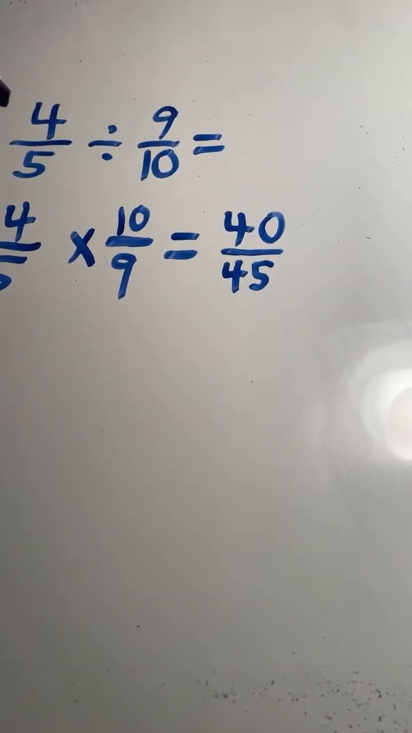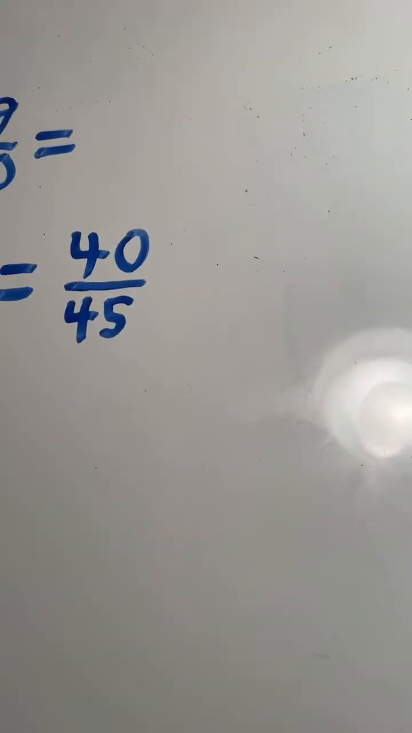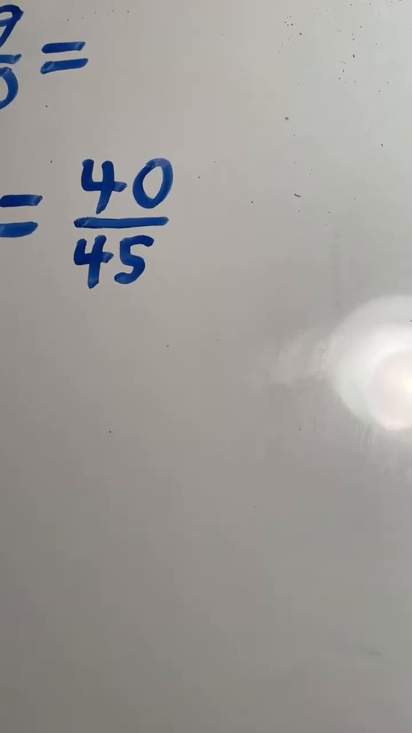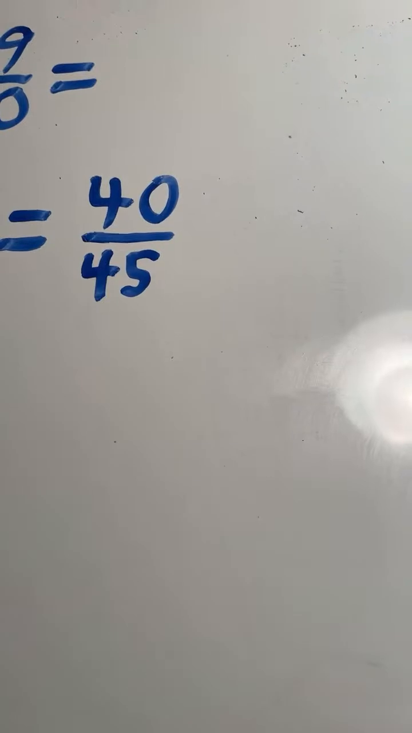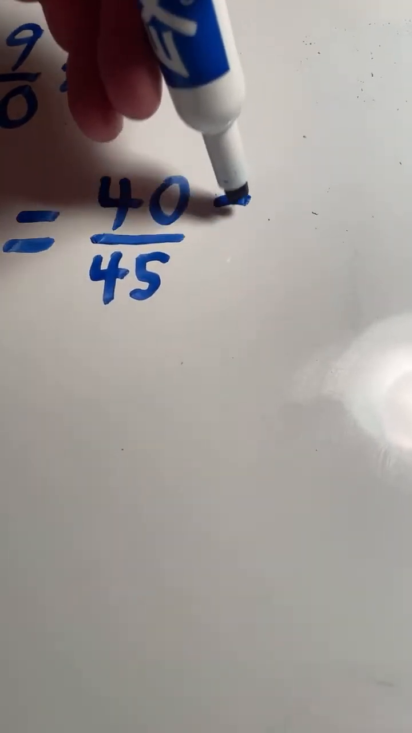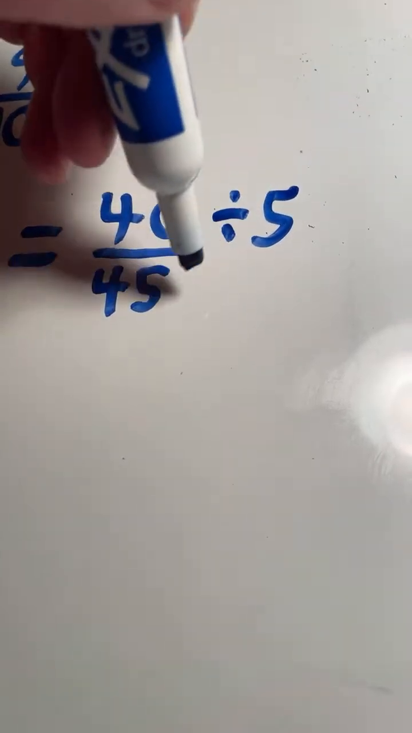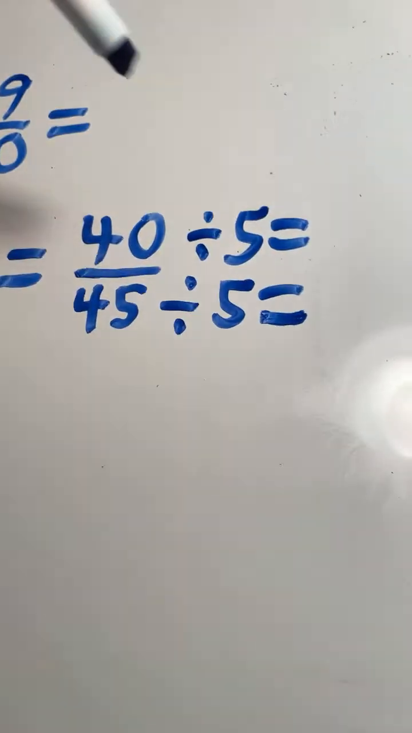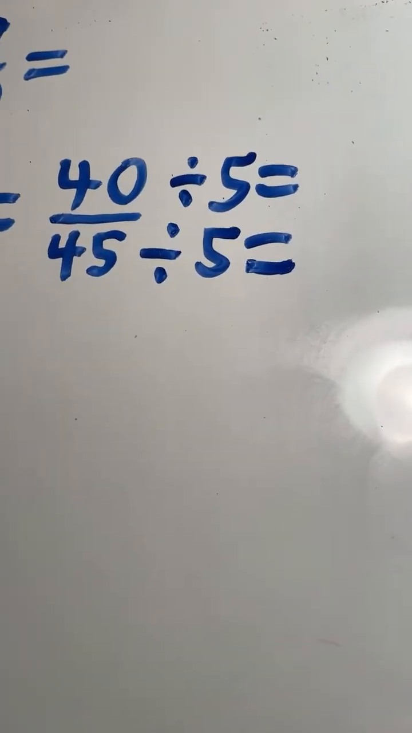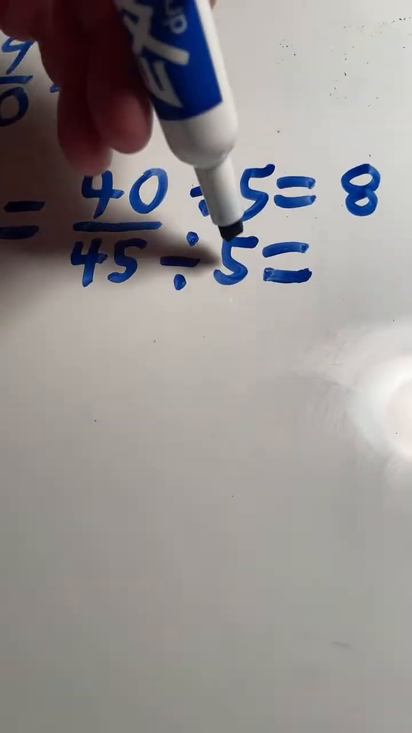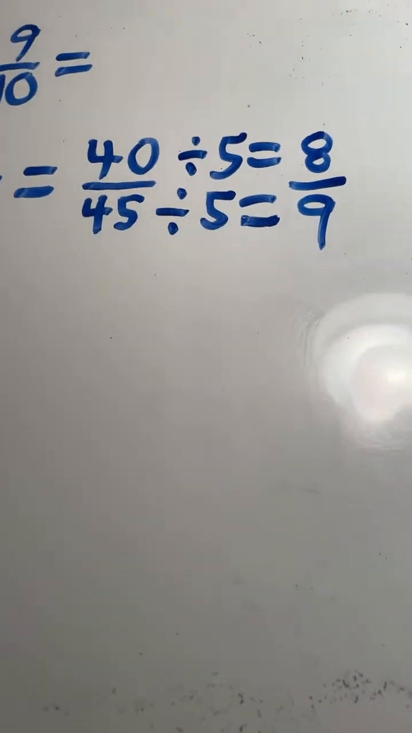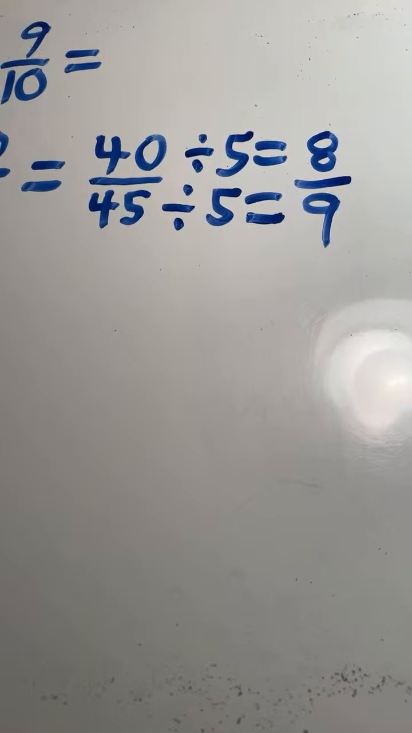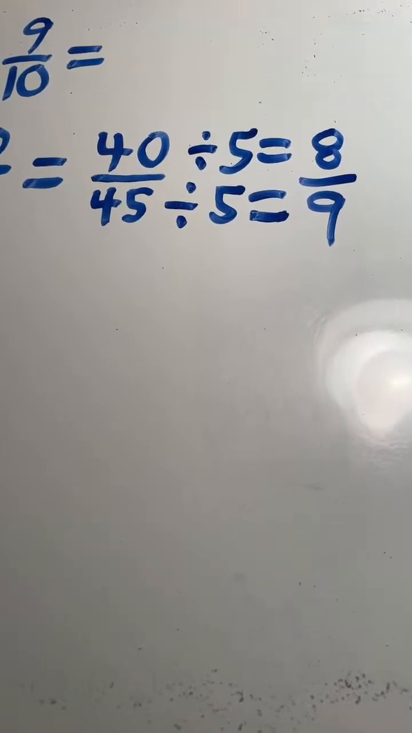But we're not done yet because we need to reduce 40/45 to lowest terms. So the greatest common factor between 40 and 45 equals 5. So that's what we're going to divide by. 40 divided by 5 and 45 divided by 5. Here we go. 40 divided by 5 equals 8. 45 divided by 5 equals 9. And we have our final answer, 40/45 reduced to lowest terms equals 8/9.